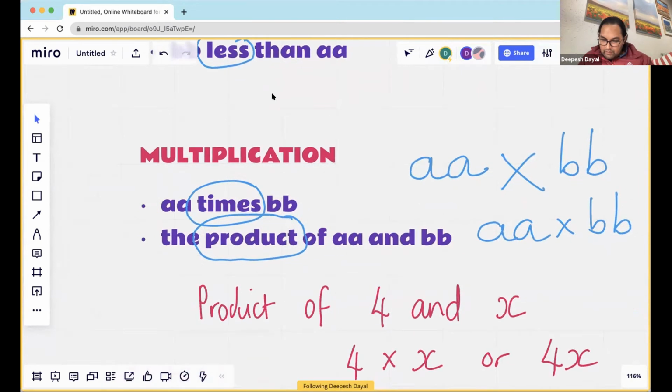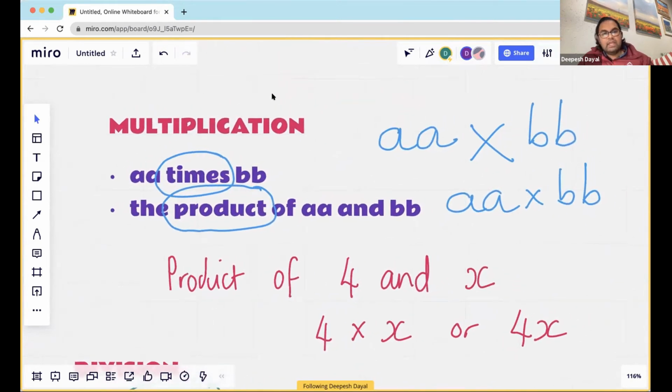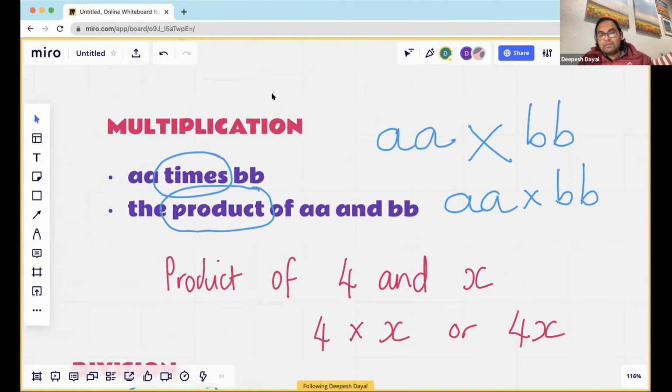We get the third one, which is multiplication. So it's A times B, or the product. Very important words. I think with times and divide, the words are a little bit different to what we use every day. It's the product.